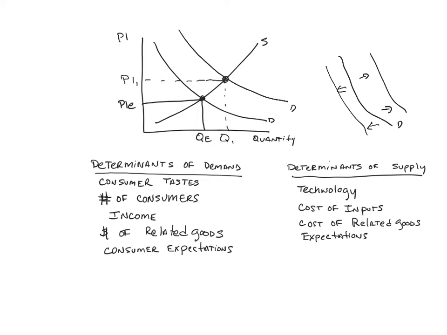The number of consumers, if more consumers come into the market, well, then that will also shift demand. Also, income. If people have more money, it will shift demand to the right. If people have less money, it will shift demand to the left. Prices of related goods: peanut butter and jelly, we talked about those being complementary goods. If the price of peanut butter goes up, well, the demand for jelly will go down. If we're talking about substitute goods, if the price of a Cooper tire goes down, well, the demand for a Goodyear will go up.